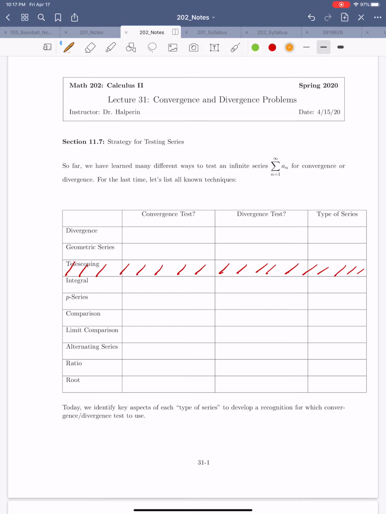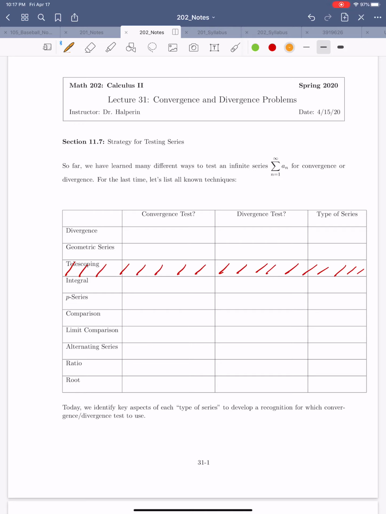Hey everyone, we're going to do a quick video about section 11.7, which isn't a section with new convergence or divergence tests, but rather is a section where we try to discover strategies for knowing which convergence or divergence test to use and what to look for when determining whether a series converges or diverges. So let's go through all the tests that we know.